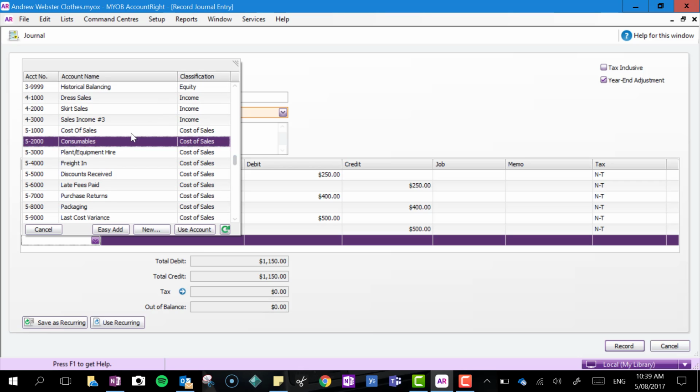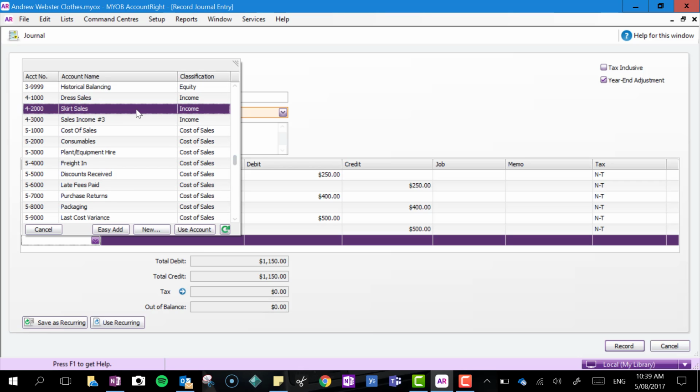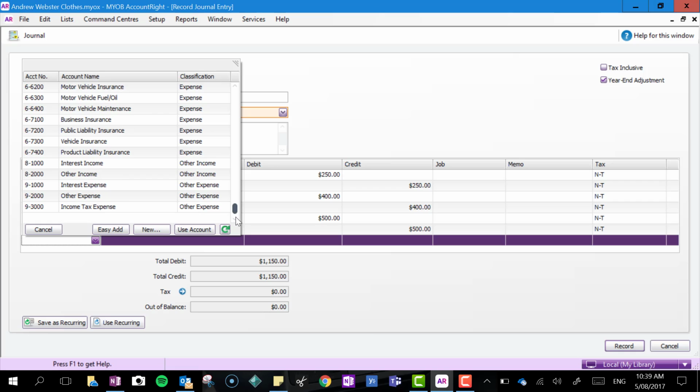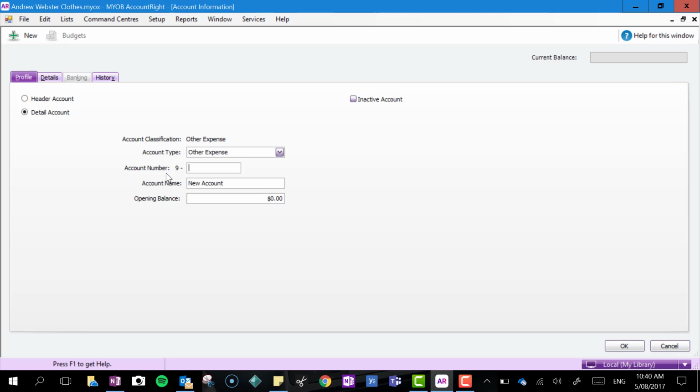Let's go to our income in here. Cost of sales income, there's nothing in there. I'm not going to put this to other income because we've already put something, commission revenue, to that. So really we do need to create another account now. So I'm going to call this 8-3000. For commission revenue, you could have created that as well. So I'm going to go new. It's going to be other income, 8-3000, rent revenue.